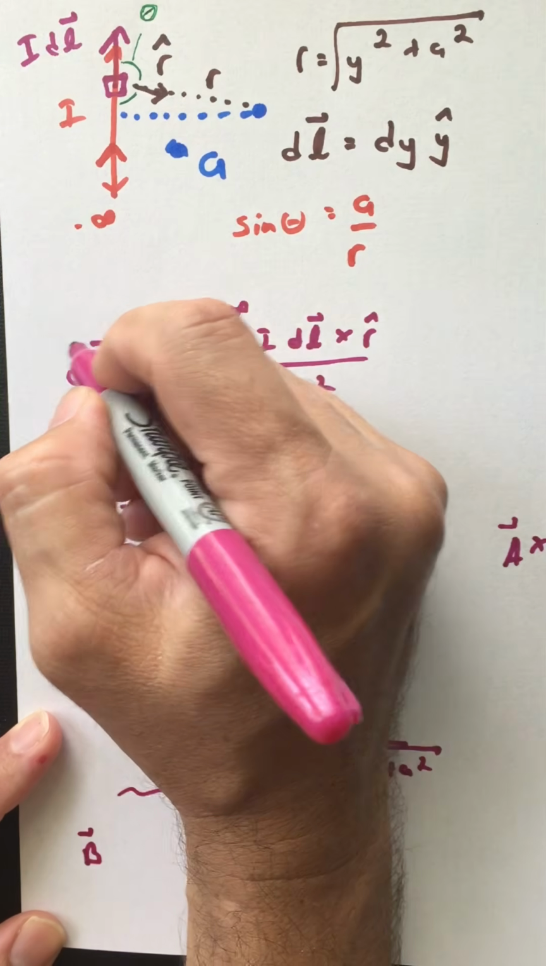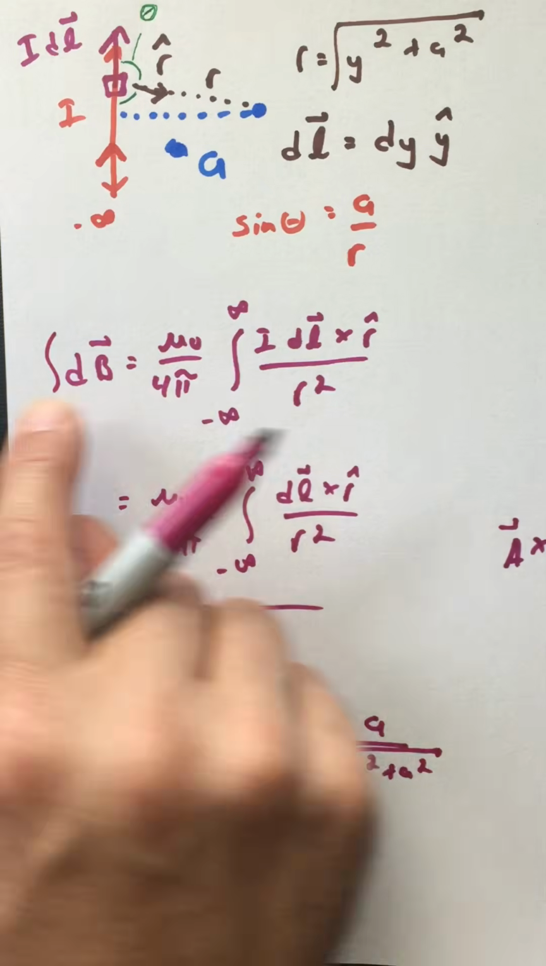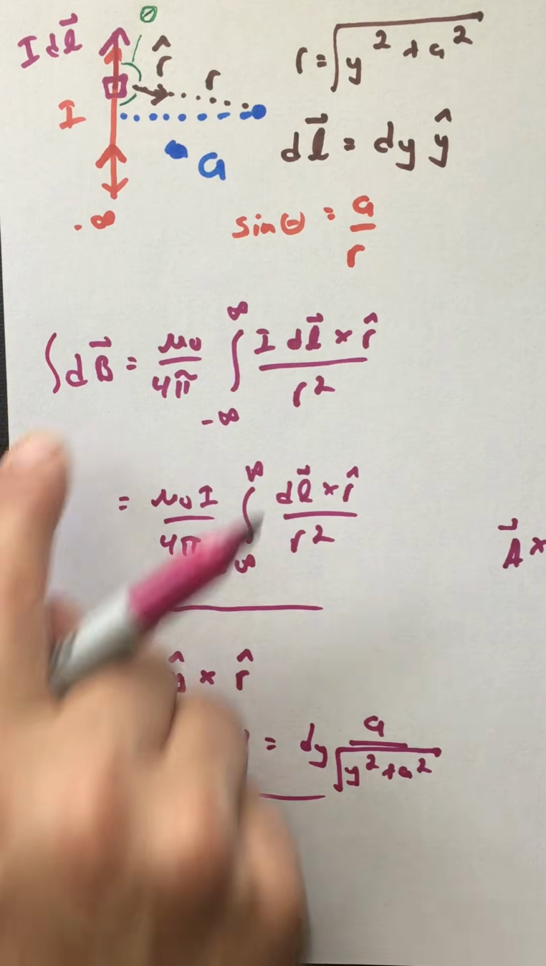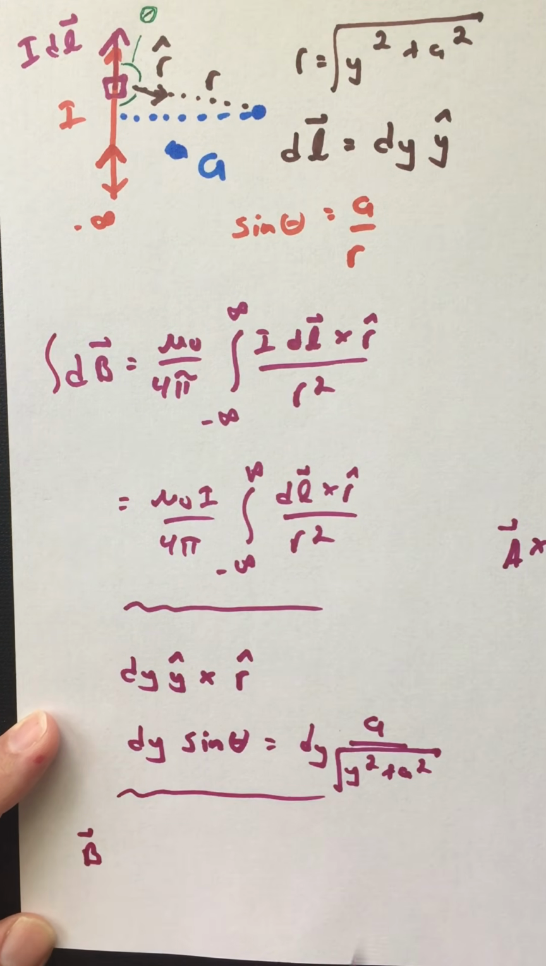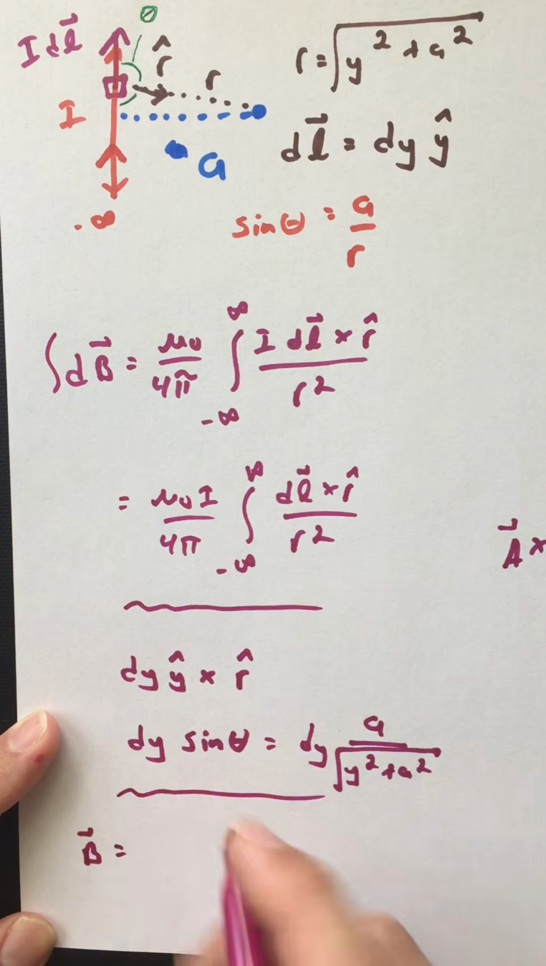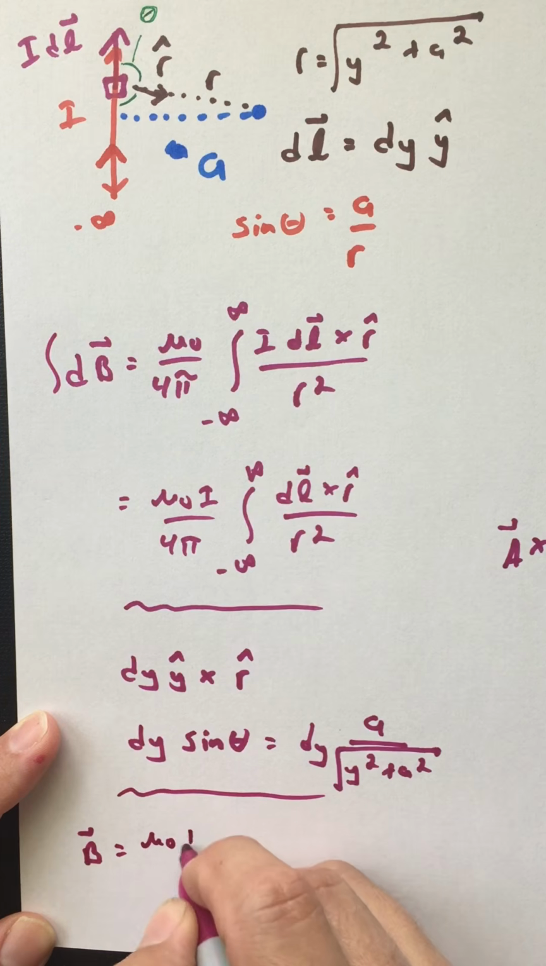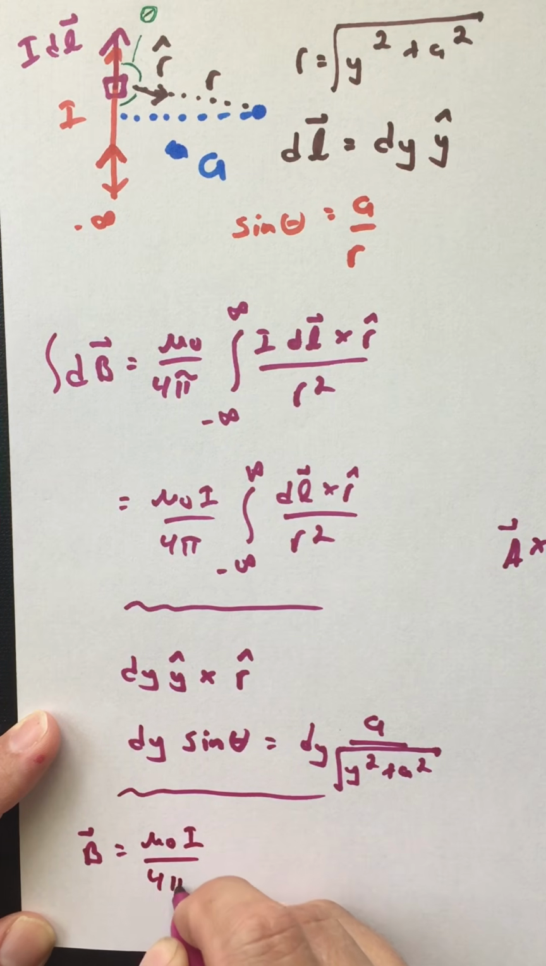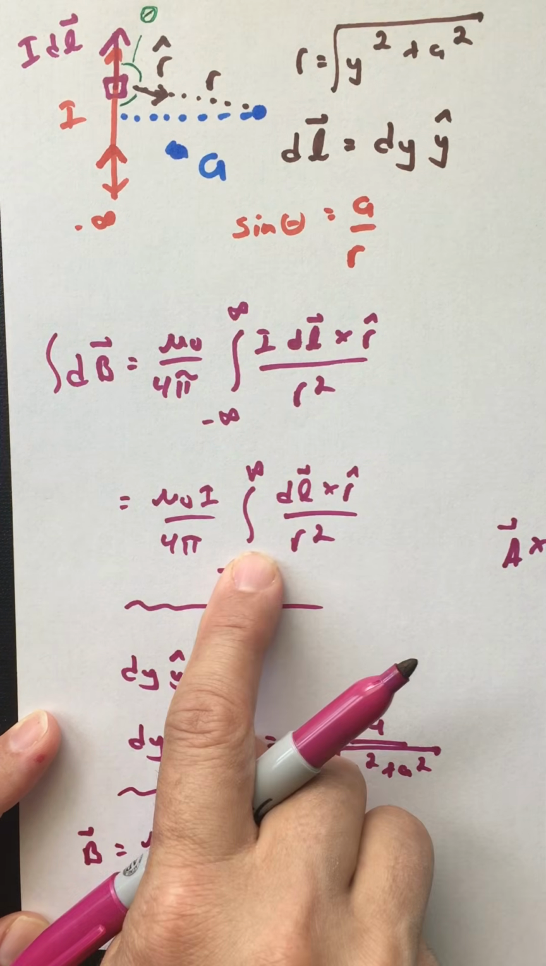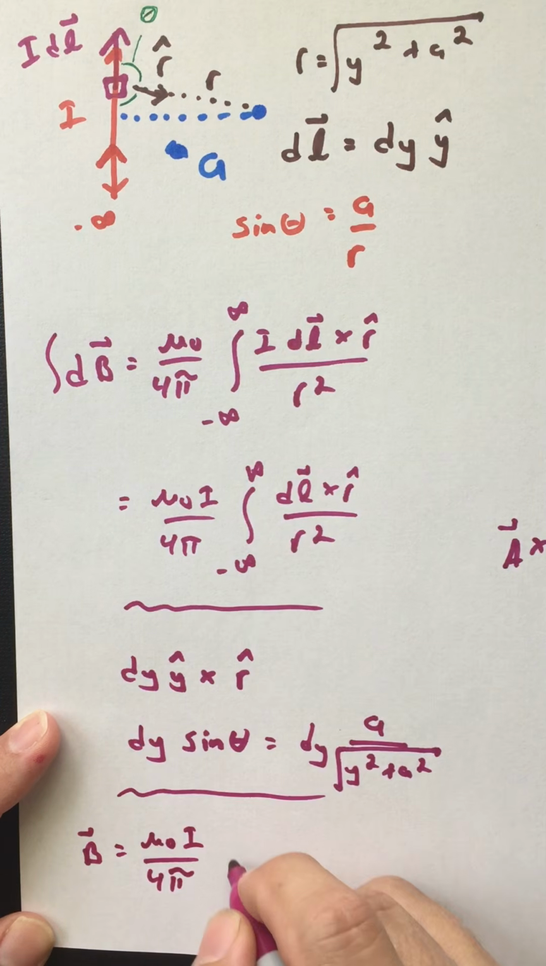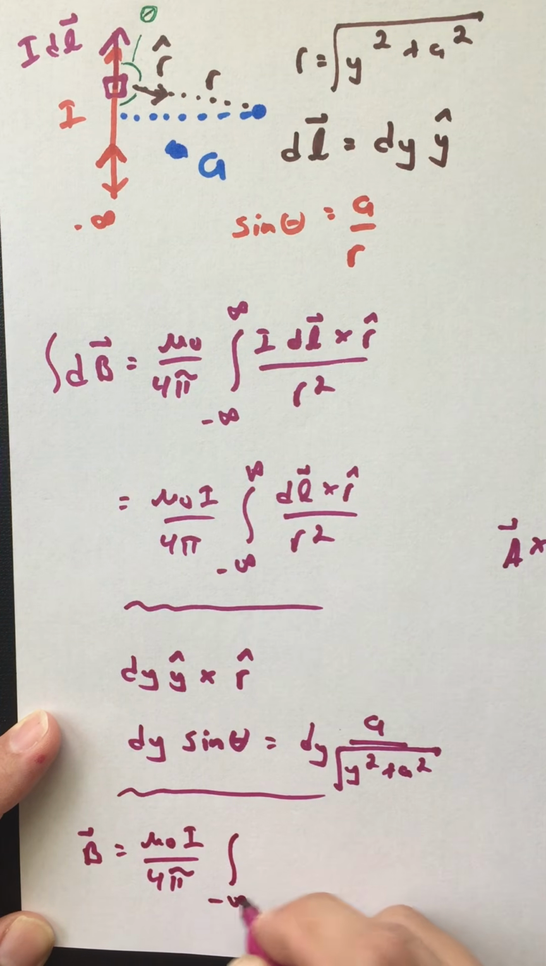I should have written that up here. If I'm integrating the right-hand side, I need to integrate the left-hand side. Let me just go ahead and do that. This is B, and that's going to equal all my constants, mu naught I over 4 pi. And then I'm going to have an integral from negative infinity to infinity.